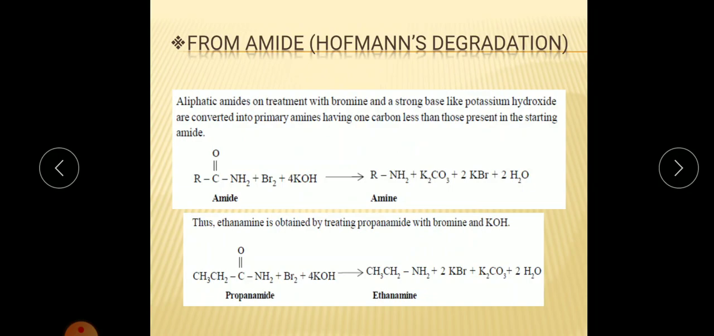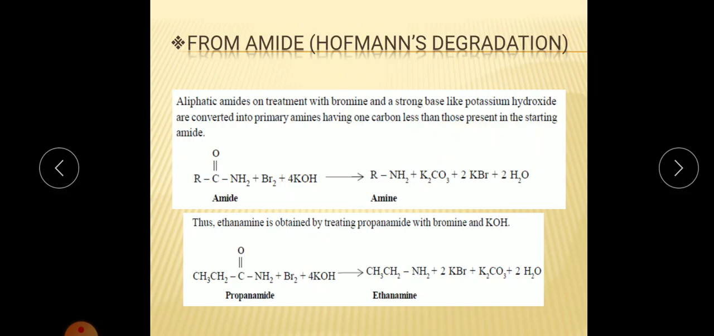Next we can also prepare amines from amides, which is known as Hofmann's degradation reaction. This reaction is very important. You can rate it as 5-star. Aliphatic amides on treatment with bromine and a strong base like potassium hydroxide are converted into primary amines having one carbon less than those present in the starting amide.